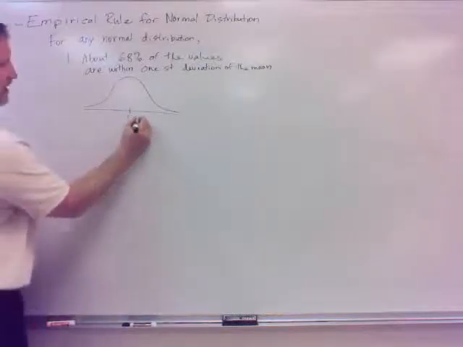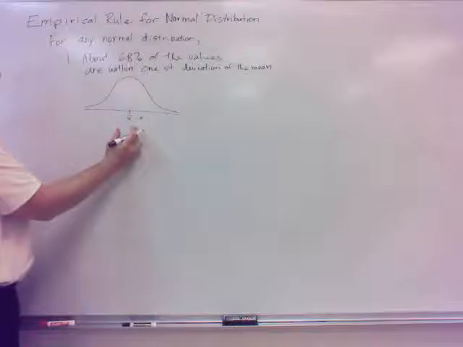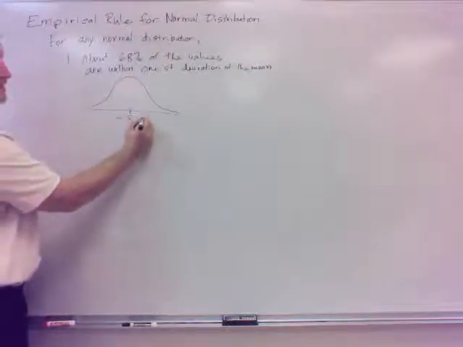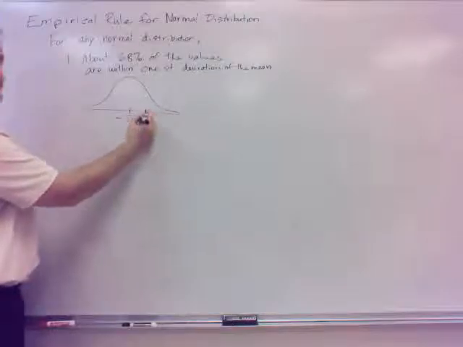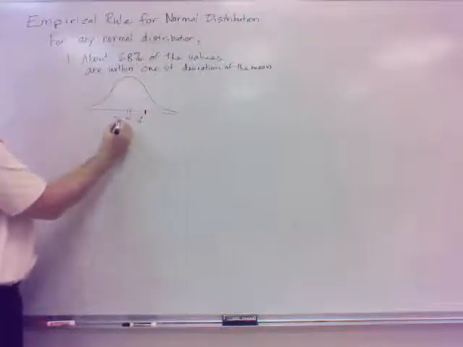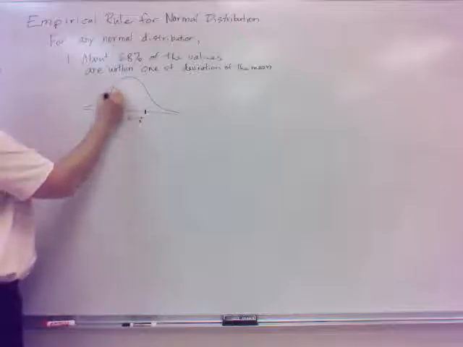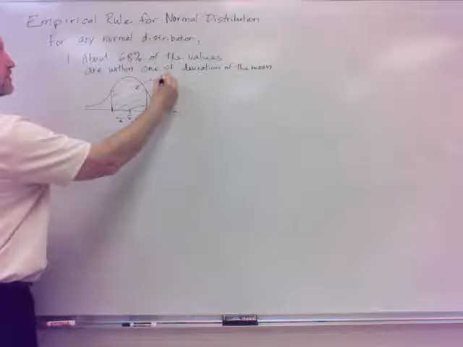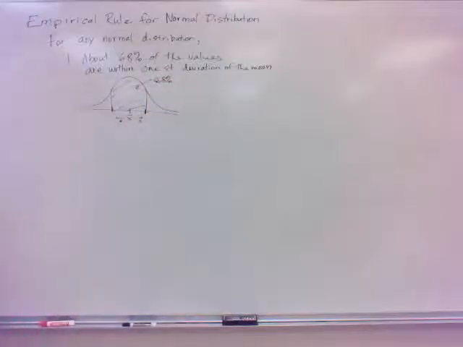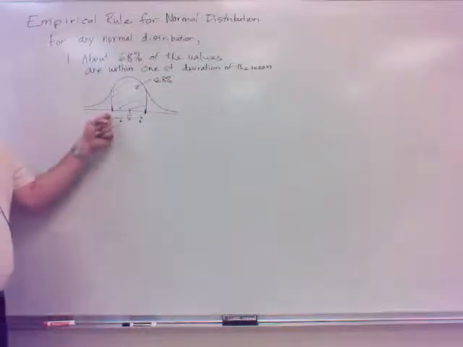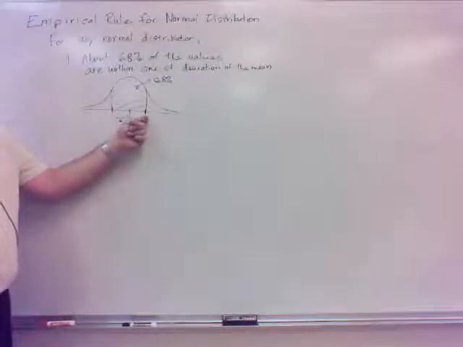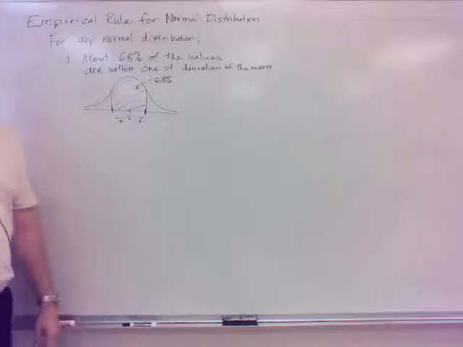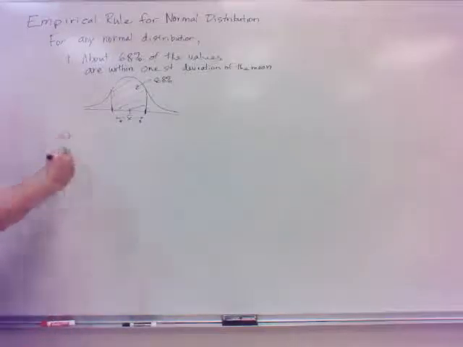What this means is if I go out in both directions, one standard deviation, I can go backwards or forwards. If I go forwards one standard deviation, I just add it to the mean, and that puts me at that value. And if I go backwards one standard deviation, what that tells me is 68% of the values are in here, between one standard deviation below and one standard deviation above. That percentage between them is 68%. Okay? But let me go ahead and do all of them.